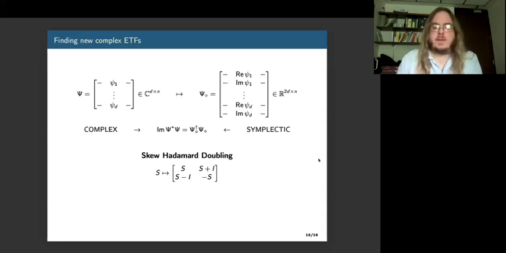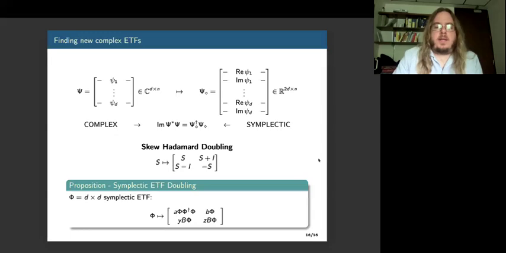And there's an analogous thing that exists in the land of symplectic ETFs. Here, phi is a D by D symplectic ETF. But the difference I want to point out is that, remember, a skew conference matrix was the gram matrix of a symplectic ETF. So the Skew Hadamard doubling is sort of like doubling a gram matrix. But in this proposition, what I'm really doing is doubling the ETF, not the gram matrix.